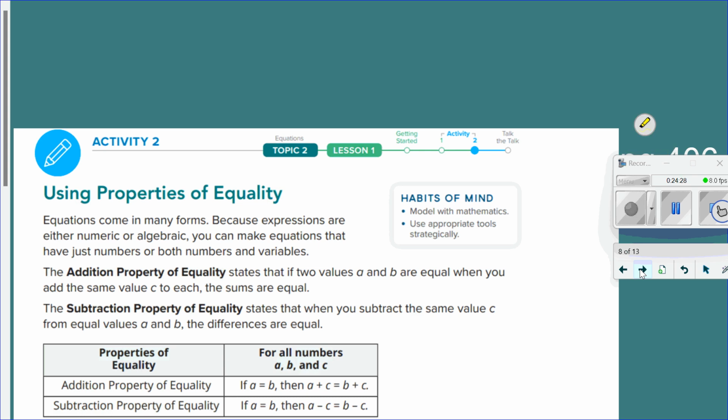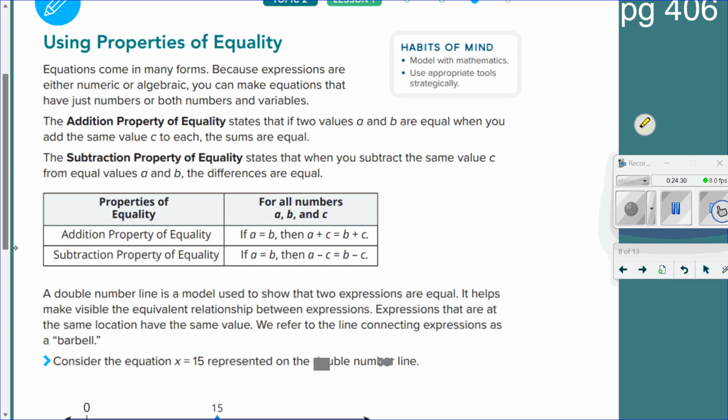These, write down. These properties are ones you are going to use for the next 5 years at least. Good. Start to get to understand them. The first is your addition property of equality. It states that if 2 values, A and B, are equal, when you add the same value C to each, the sums are equal. The subtraction property of equality is basically the same. All that changes is the operation we're using. When I subtract the same value C from equal values A and B, the differences are equal.